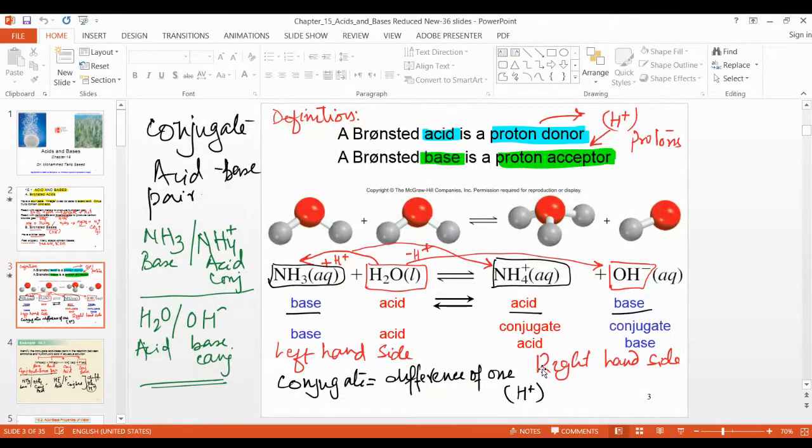Bronsted acid and Bronsted base, the definition you know that Bronsted acid is a proton donor and Bronsted base is a proton acceptor. This is all related to the proton. And when you have this chemical equation here, you should know which one is Bronsted acid and which one is its conjugate base. What is Bronsted base and which one is conjugate acid? So you just go and practice for this.